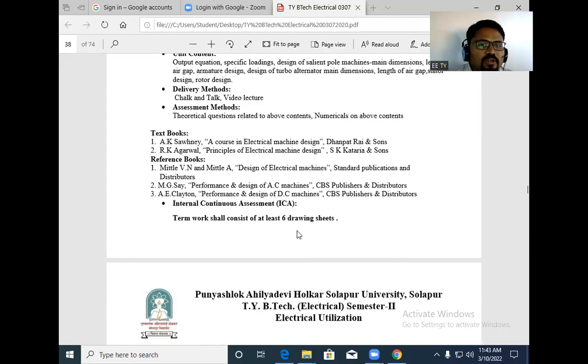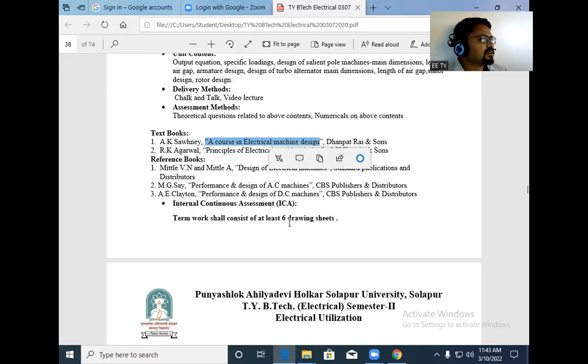Now next, write down. Here it is given, textbooks. Write down there: textbook, which is applicable for our subject. Okay. Textbook, the first. Don't write it as it is written here. Write as I tell you. Okay. Don't write whatever they have written there. Write down first: A Course in Electrical Machine Design. The name of the book is A Course in Electrical Machine Design.